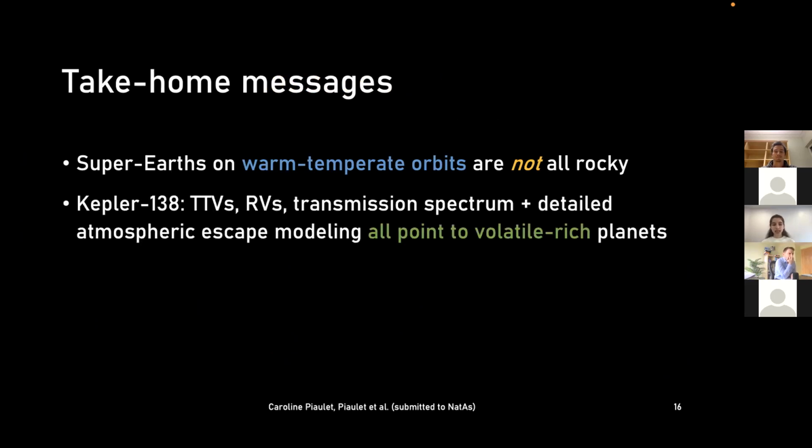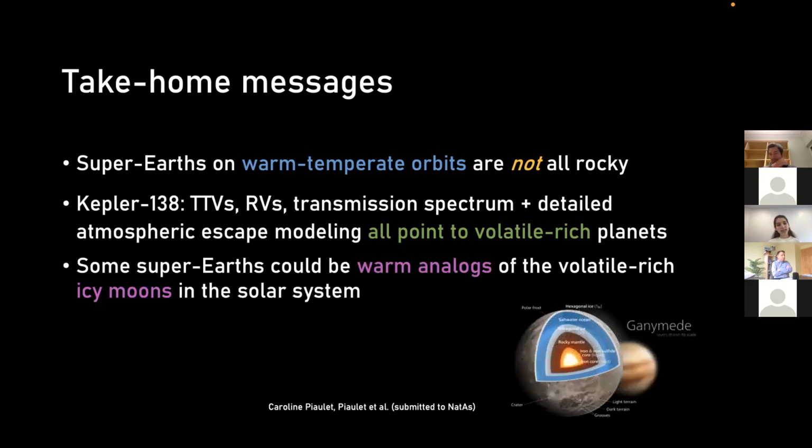For Kepler-138, the transit timing variations, the upper limits we get from the radial velocities, and the fact that the transmission spectrum from HST and Spitzer doesn't exhibit strong features that would rule out a high mobility atmosphere, all point to the fact that Kepler-138c and d are volatile-rich super-Earths.